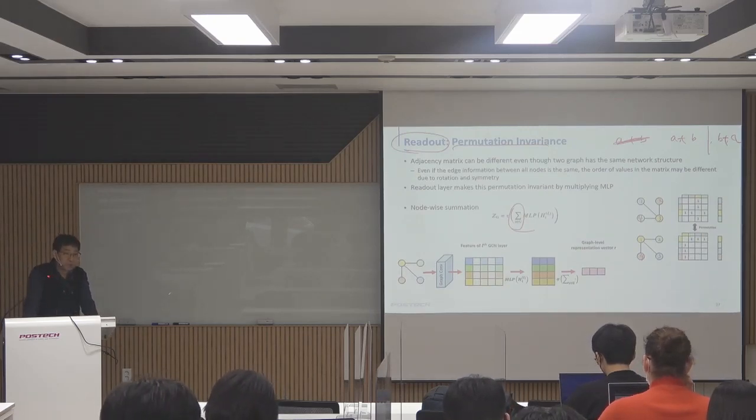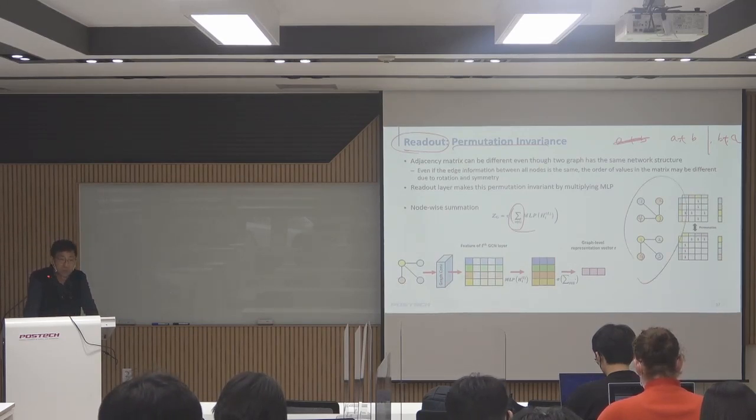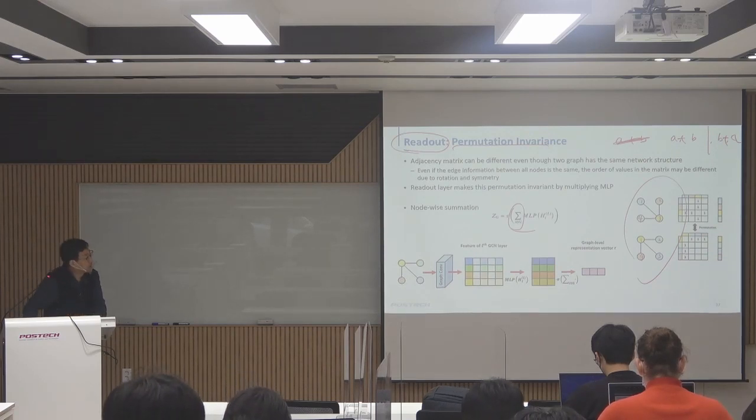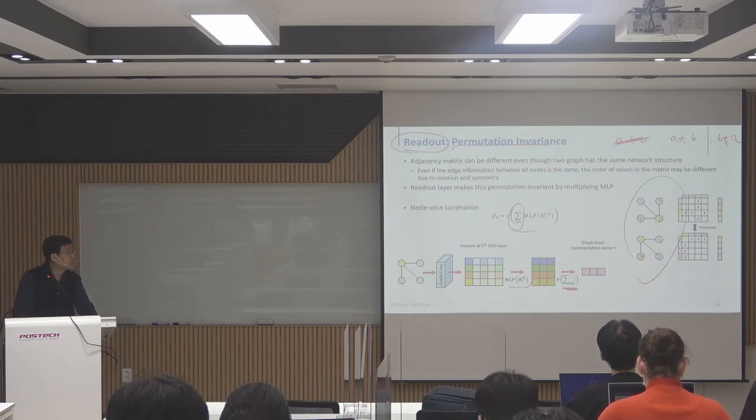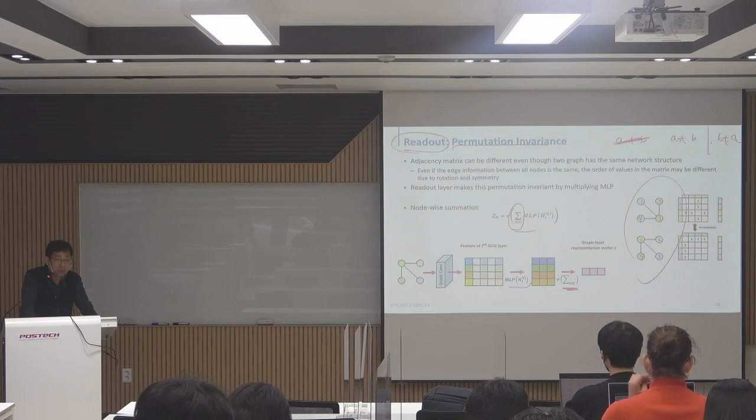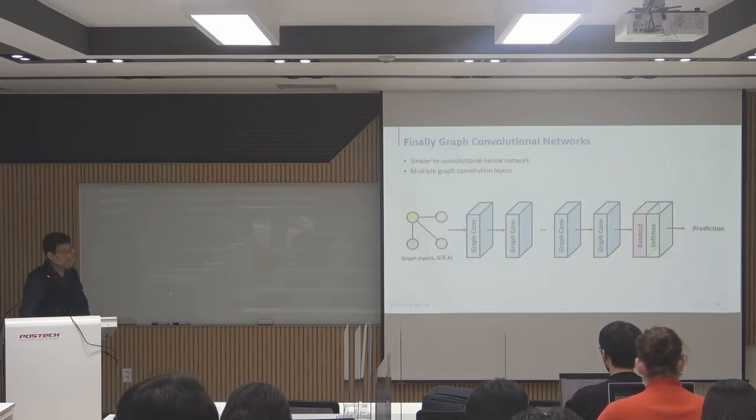This is a very special operation because the graph has topological issues. Two graphs can be topologically the same, but if you use the adjacency matrix representations, the computer might think these two are different. But if we add the summation, the readout can solve the permutation issues. Right?